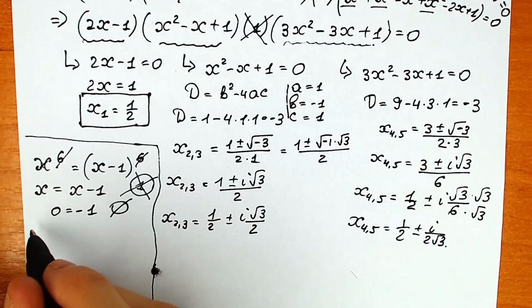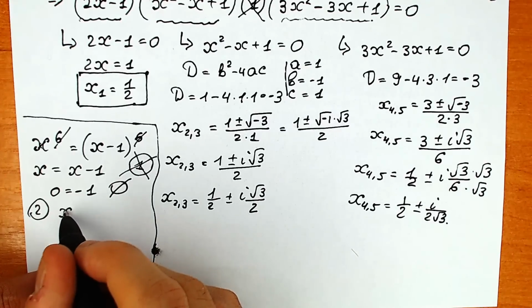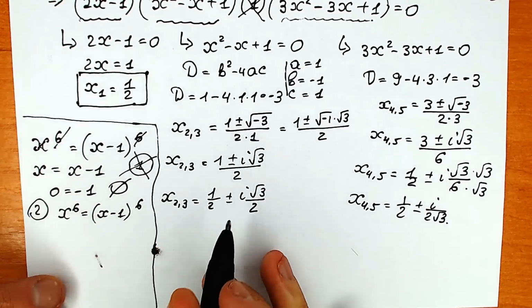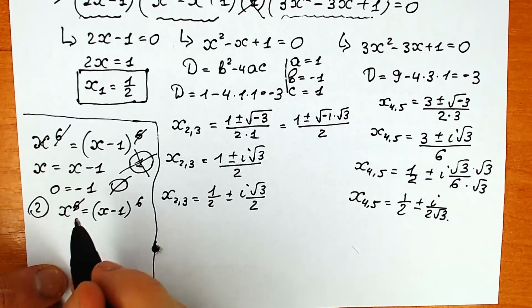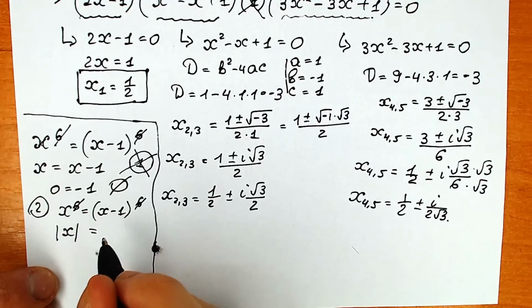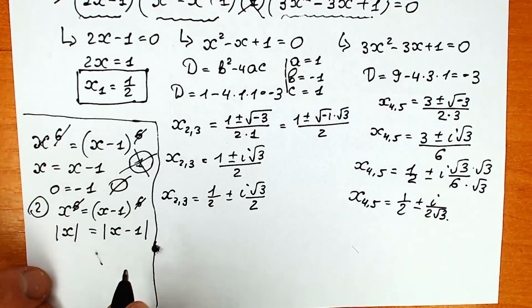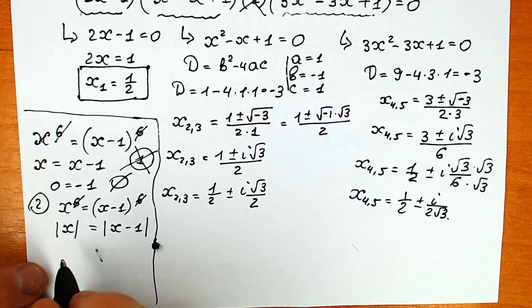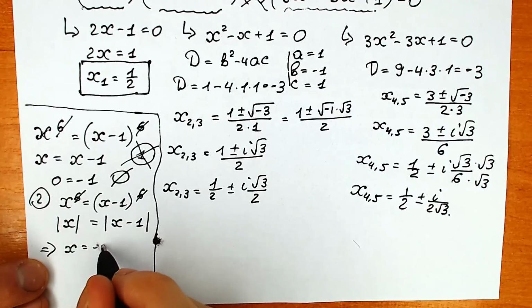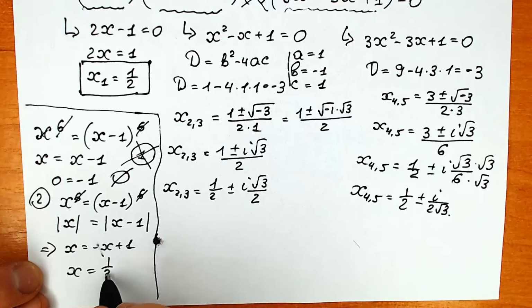But the second approach, if you want to find real number roots, when you have x to the 6th power equal to x minus 1 to the 6th power, just cancel this 6th root, but don't forget about absolute value. So absolute value of x minus 1. Don't forget about these absolute value brackets, because with absolute value brackets we can easily consider it as x equal to minus x plus 1, and right here you can easily find this 1/2.